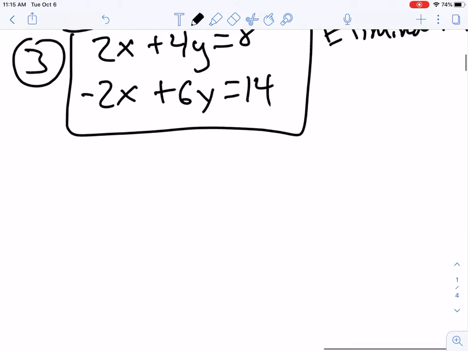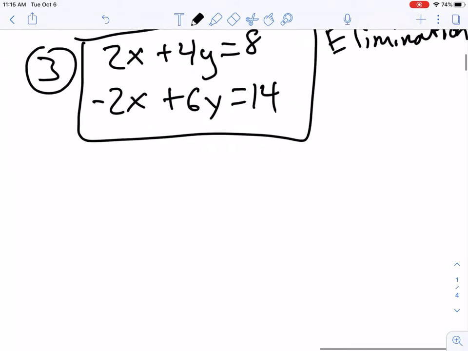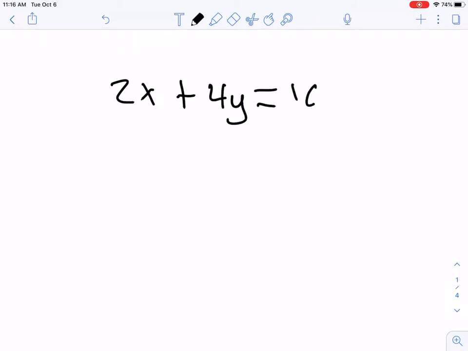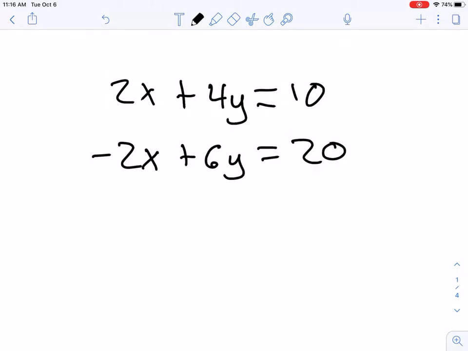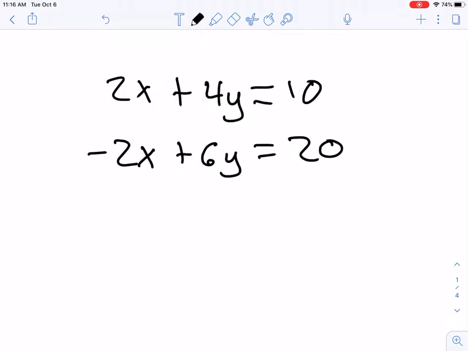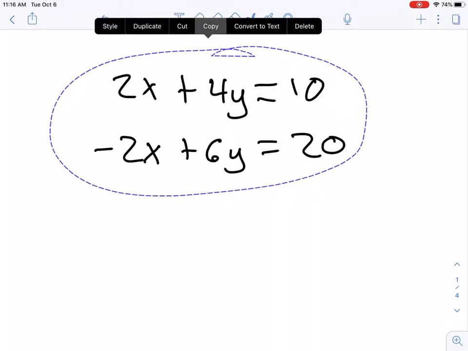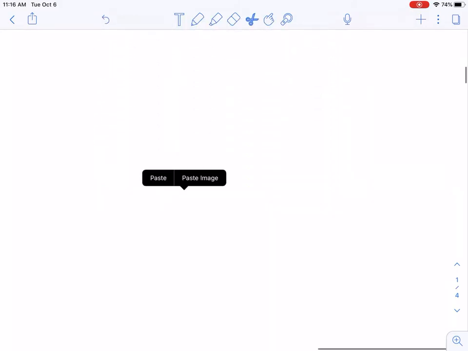So here's just one more little note before we take a look. If we add two equations together, I'm just going to give us an example here. 2x plus 4y equals 10. And let's say negative 2x plus 6y equals 20. Okay, and then I'm going to copy this. I'm going to give you two different examples, and I'm going to paste that down below.